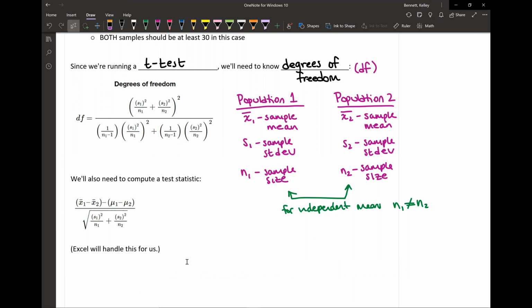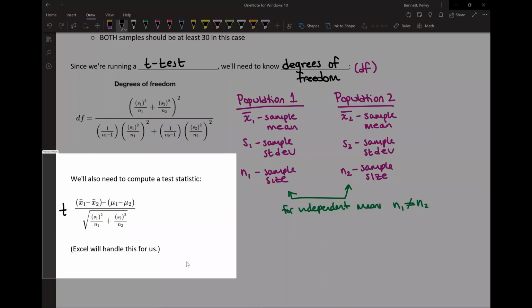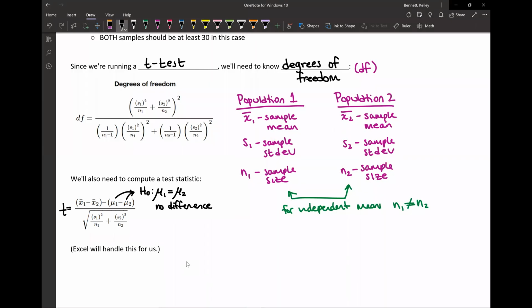We're going to compute our test statistic with the following formula. Again, Excel's going to do that for us. And mu1 and mu2, I'll make a point of this in a second, but in general, when you're doing your hypothesis test for independent means, you're always going to assume that mu1 is the same as mu2, meaning that there's no difference. So you're going to start with the assumption that there's no difference in the means, and then you're going to test to see if they are different in some way.